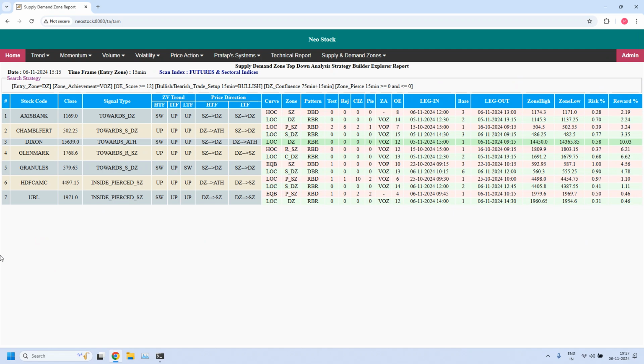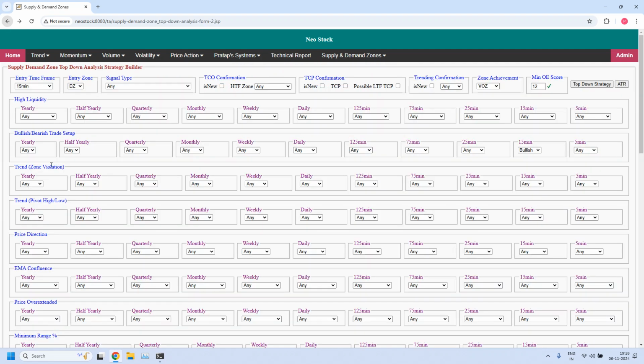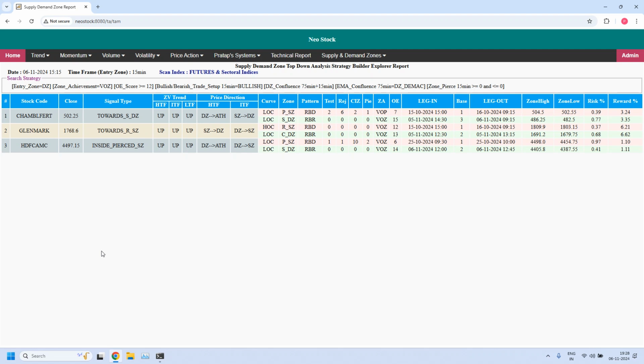75 minutes demand zone, that is ITF. This 75 minutes demand zone trend is uptrend. If any of these 75 minutes demand zones are having daily EMA confluence, they could be even more high probability setup stocks. So 75 minutes demand zone with daily EMA confluence. We got 3 stocks. So these 3 demand zones are even more high probability setup stocks, these 15 minute zones.